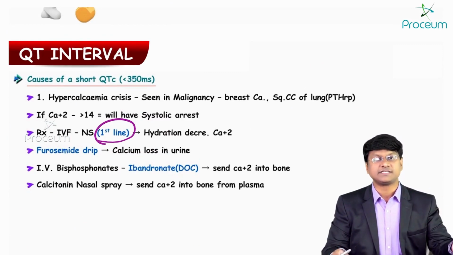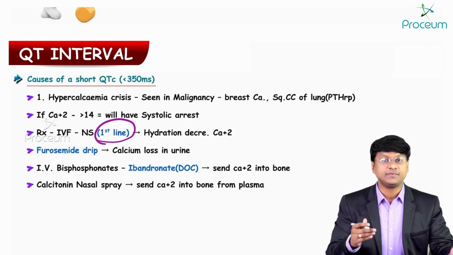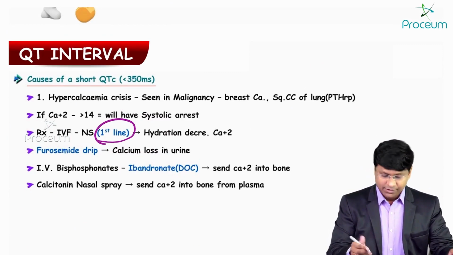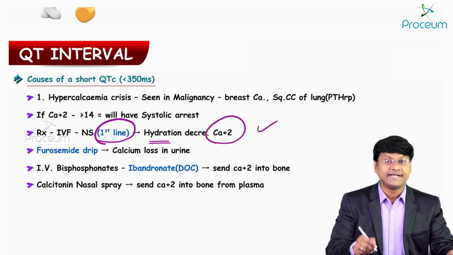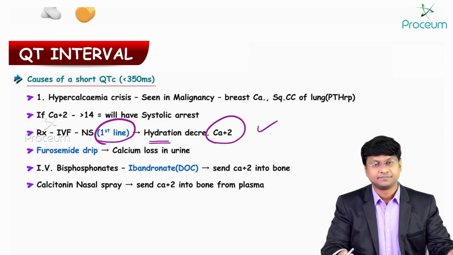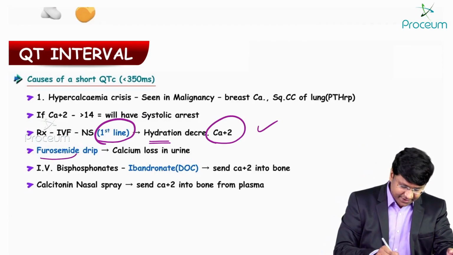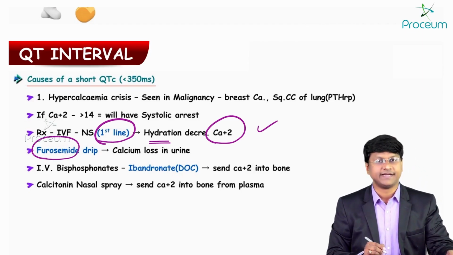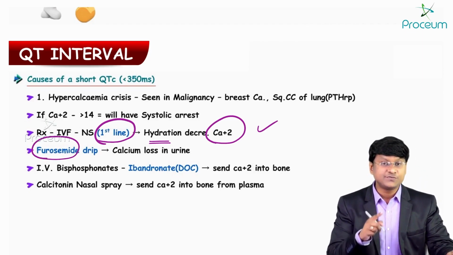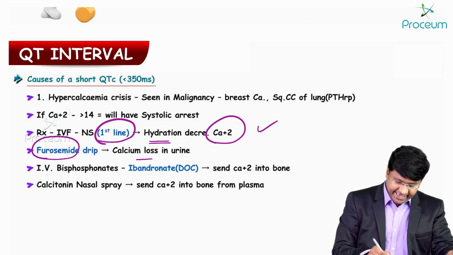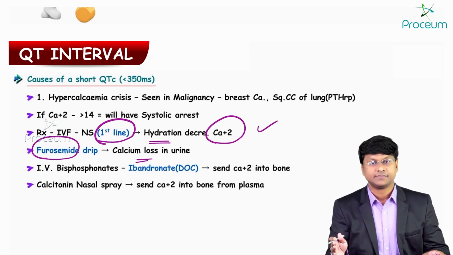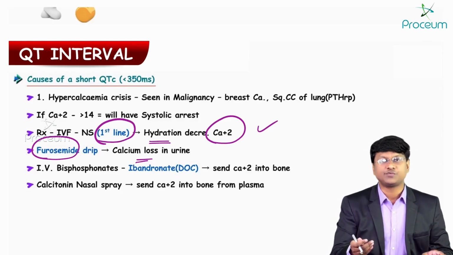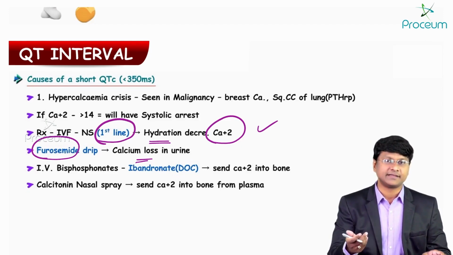So what will this normal saline do? The normal saline will cause the dilution effect. So it will cause hydration, and hydration will decrease the calcium. And apart from the normal saline, a diuretic, and that particular diuretic is furosemide. Right? And this furosemide will cause calcium loss within the urine. It will cause calciuresis.